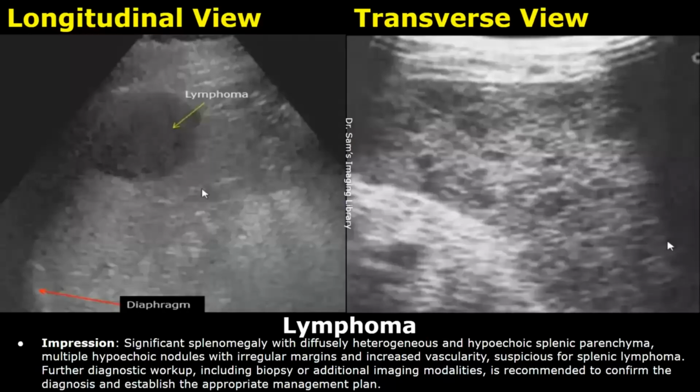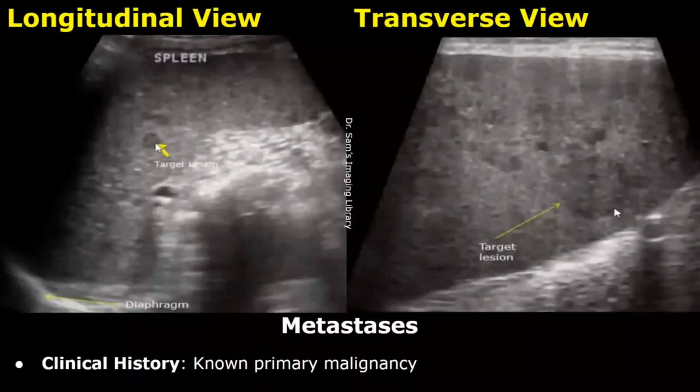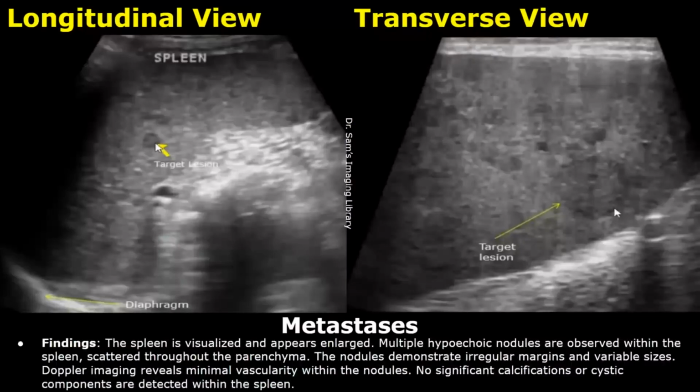Here is a case of splenic metastasis. The clinical history was a known primary malignancy. In the findings, the spleen was enlarged and multiple hypoechoic nodules are observed scattered throughout the splenic parenchyma. The nodules demonstrate irregular margins and variable sizes. Doppler imaging reveals minimal vascularity within the nodules.